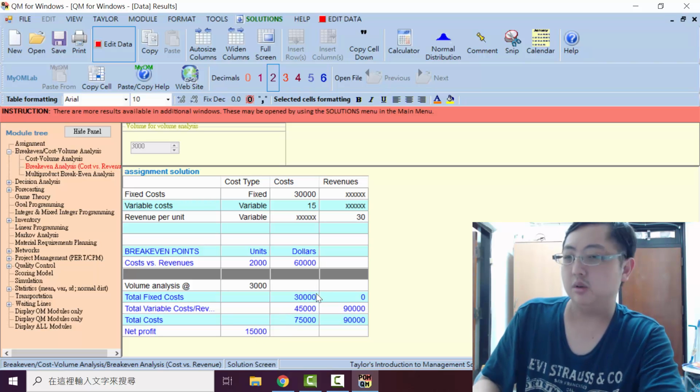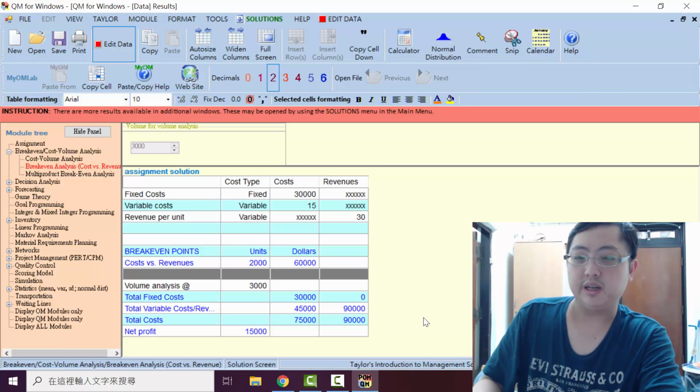So you can practice yourself, and that's all about chapter 1. Again, the key point is to find a quantity that makes profit equal to 0. That's the break-even point.